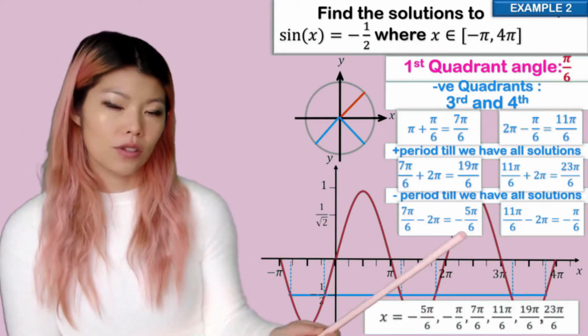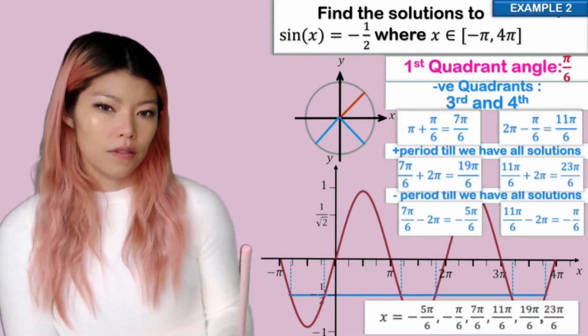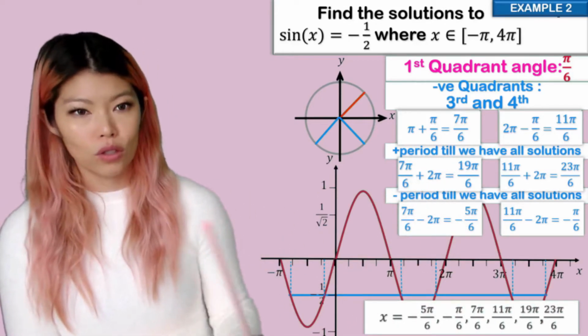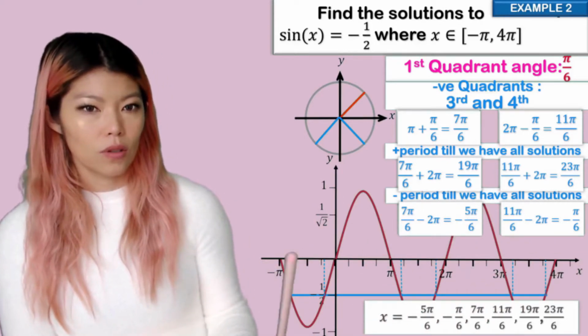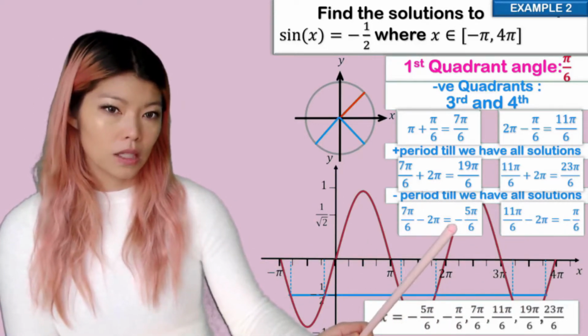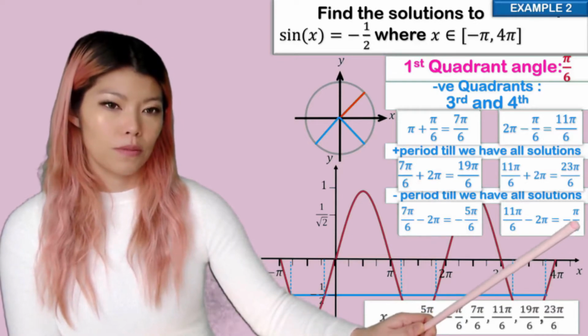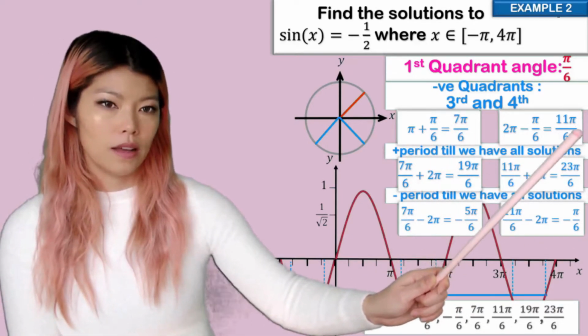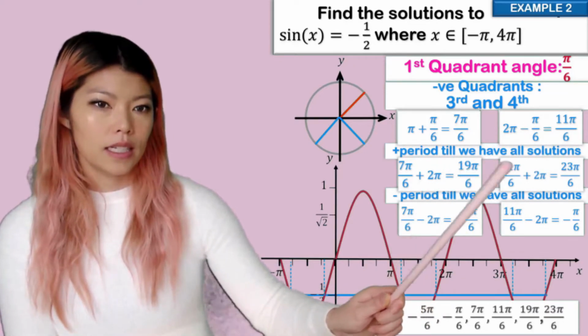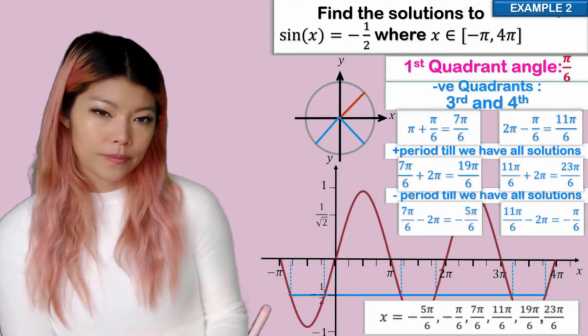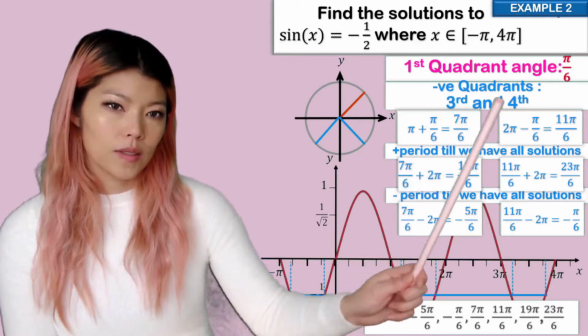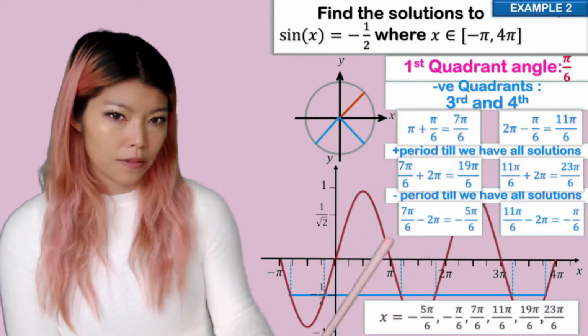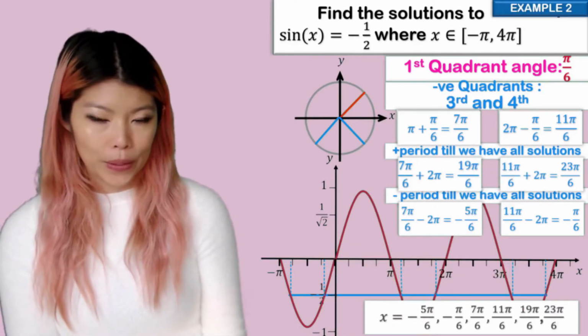Now let's write our solutions. We write from the leftmost to the rightmost solution. So we go that one there, minus 5 pi on 6, minus pi on 6, and then 7 over 6 pi, 11 over 6 pi, then the 19 and the 23. It looks a little bit jumbled up, but if you can visualize it, it will really help.